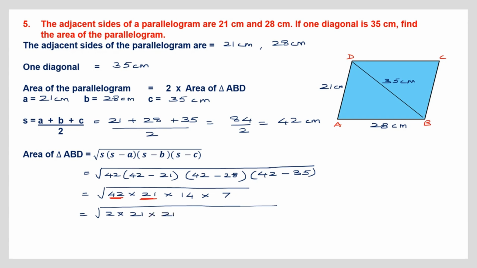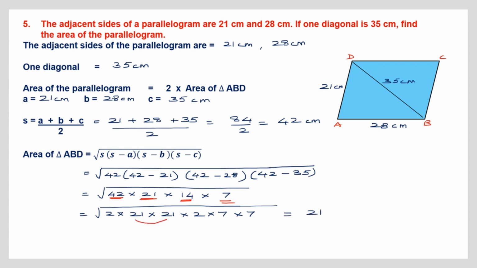Now let's look at 14. We can change that also. We can write 2 into 7, isn't it? So 2 into 7, and then we have this 7 here, so into 7. So this is another way of doing it. Now we pair up. Here we have two 21s. So I can write 21 when I'm taking the square root.